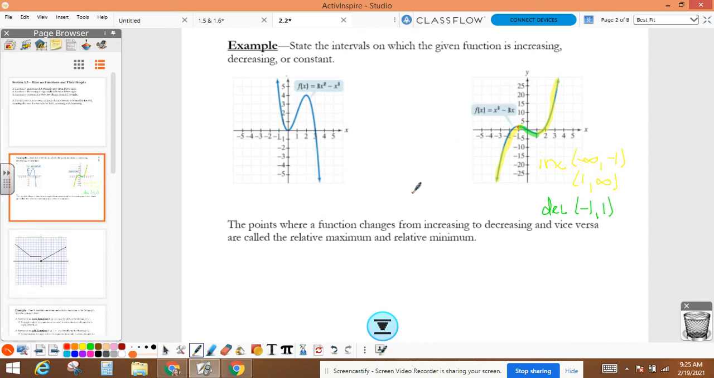Okay, sort of. You can kind of see that. So we have a relative max at, if that's 5, we can say that maybe that's 2. And then we have a relative minimum at about -2.